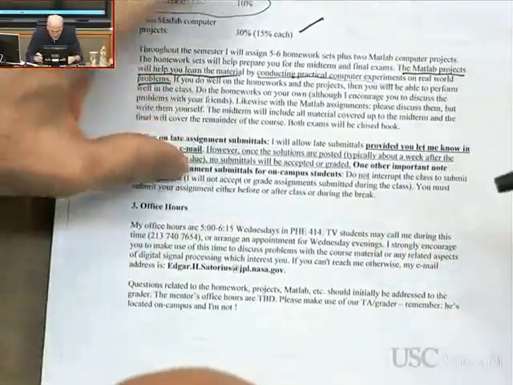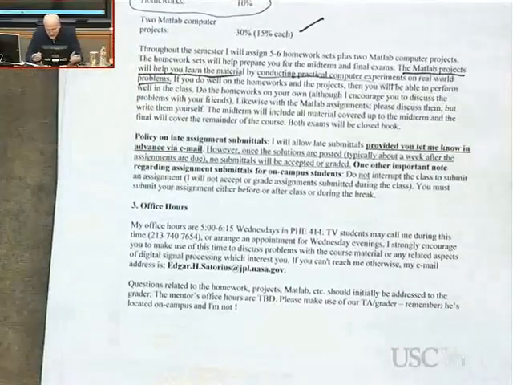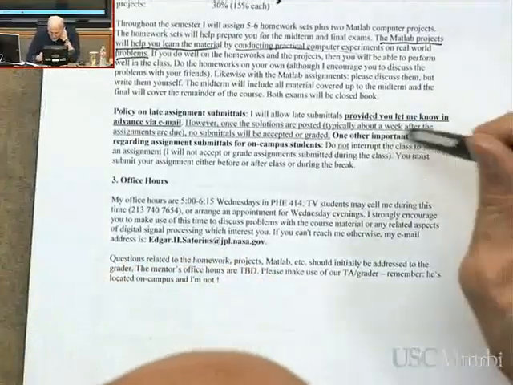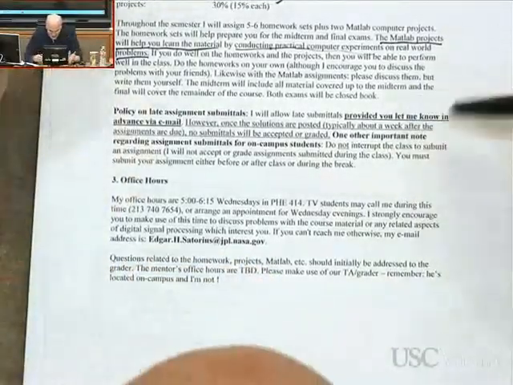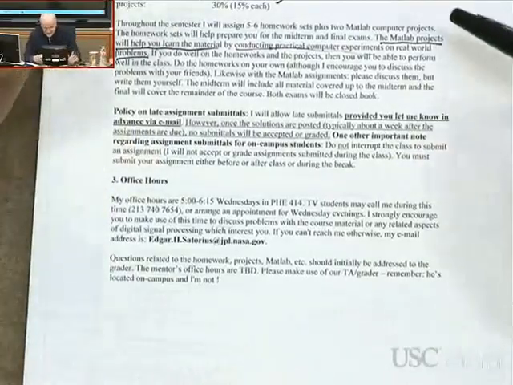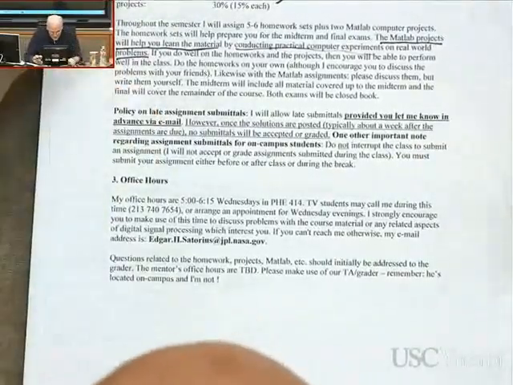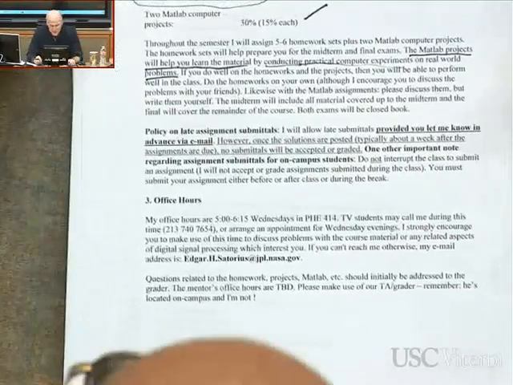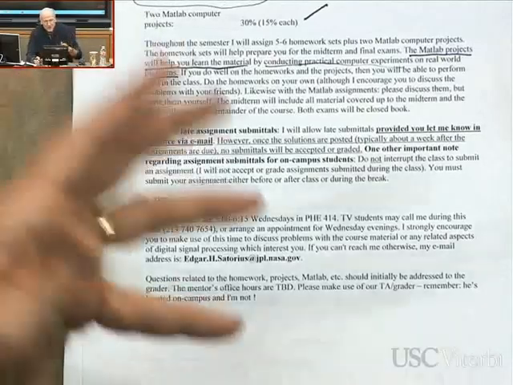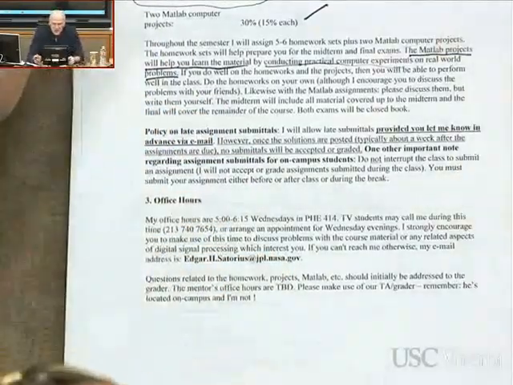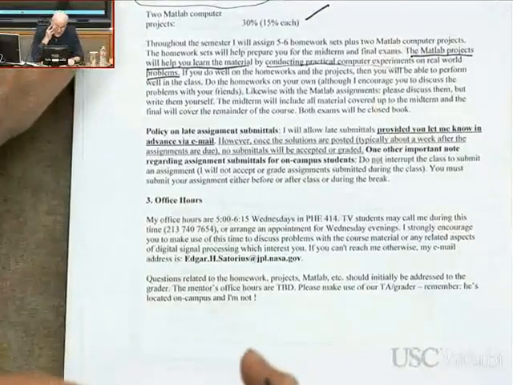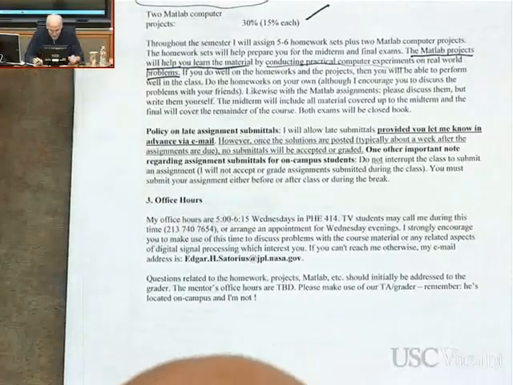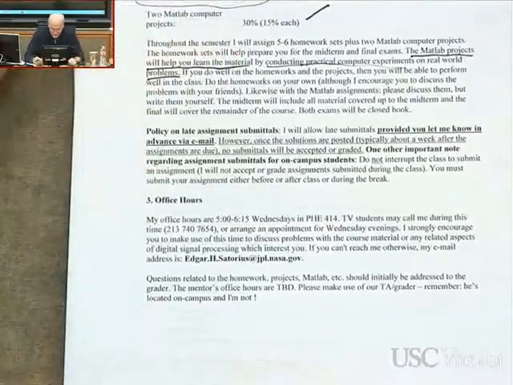One other important note regarding assignment submittals. This was something that happened quite a while ago in another class that I taught. All I ask is that you not interrupt the class to submit your assignment. I taught a class many years ago, and a student would come in right while I was lecturing, stop, hand me his homework, and take off. Because he wasn't attending the class, I guess he was watching on video. So don't do that. You have to submit your assignment either before or after class or during the break.